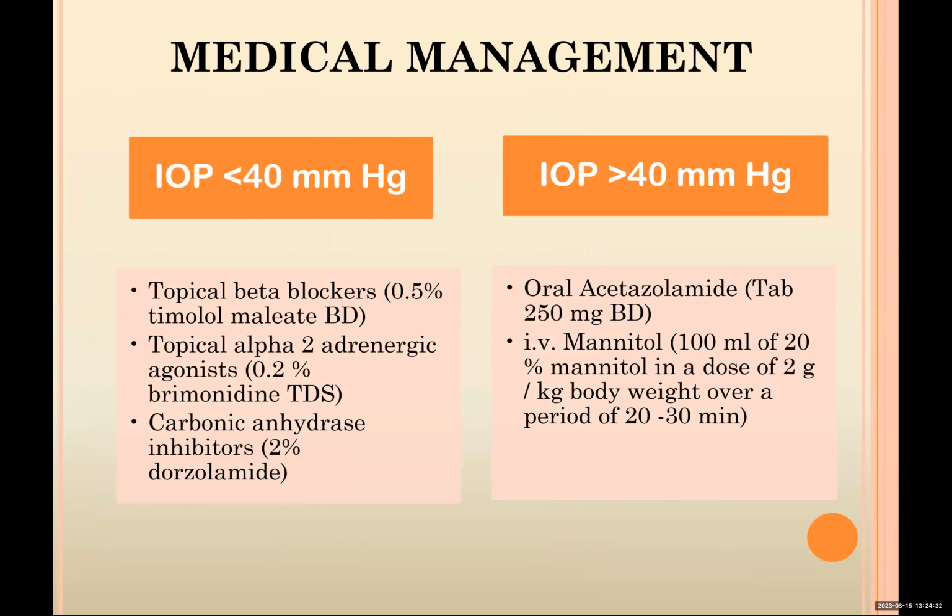Under medical management, it begins upon the detection of elevated IOP, and it is most successful when the disease is still in the open angle stage. We have drugs like beta blockers, alpha-2 adrenergic agonists, and carbonic anhydrase inhibitors, which decrease the aqueous production. Carbonic anhydrase inhibitors, on chronic use, also increase the uveoscleral outflow.